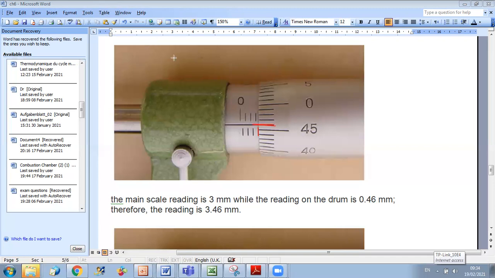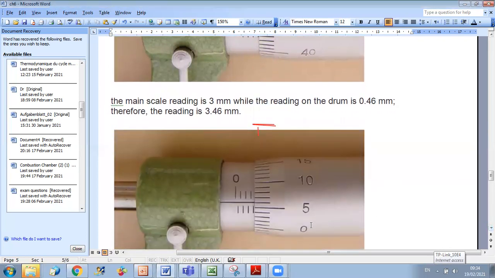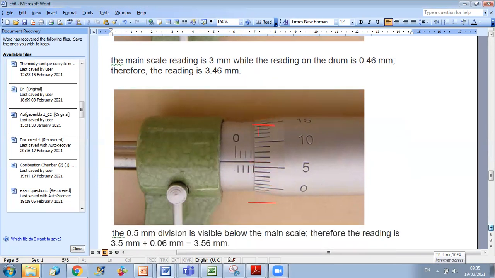Now we'll give another example where you just pass it. So here you have just passed the 0.5 line. And this is clear from your reading here because the perfect match corresponds to 6. So your reading will be 1, 2, 3, 3.5 plus 0.06, so 3.56. Okay, so this is 3.56 millimeter. Okay.